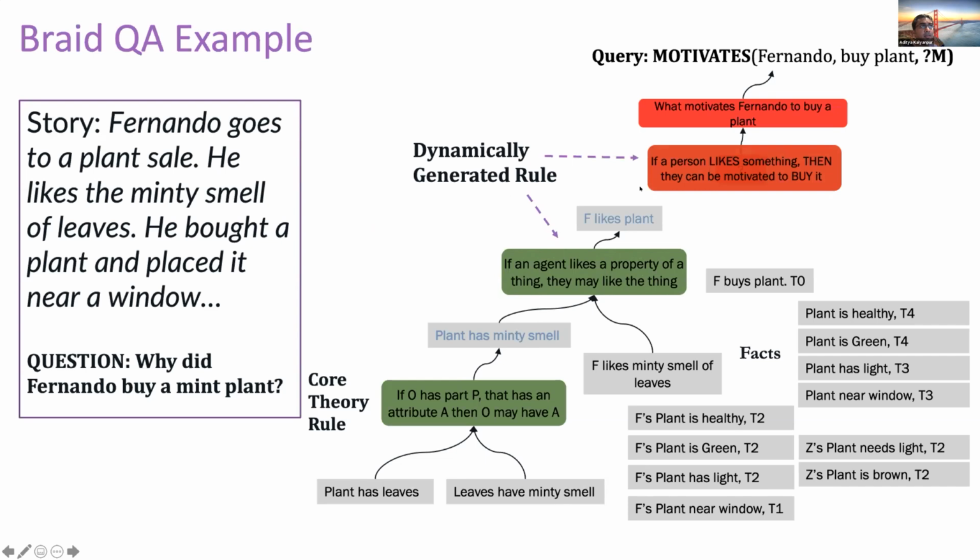And finally, yet another dynamically generated rule that completes the full chain is if a person likes something, then they're motivated to buy it. And so maybe we know that he bought the plant, the story says so. And so we could abduce that he likes the plant, and maybe that's what motivated him to buy it. And so we come up with this rich explanation for this answer, which we can provide, unlike an end-to-end deep learning system.